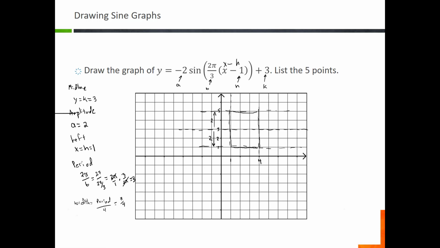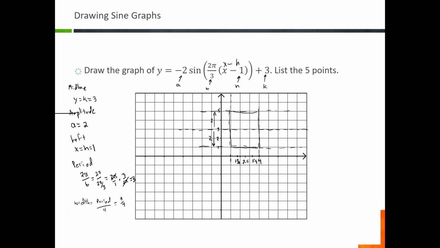One, two, three. Yeah. So we're going to have one at 1 3/4. We're then going to have one at 2 1/2. Sorry, I first said 1 1/2, but that's 2 1/2. And then we're going to have one at 3 1/4, and then 4. So we have 1, 2, 3, 4 sections, and we have 5 tick marks.